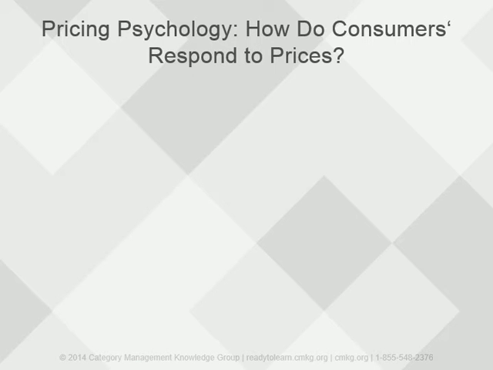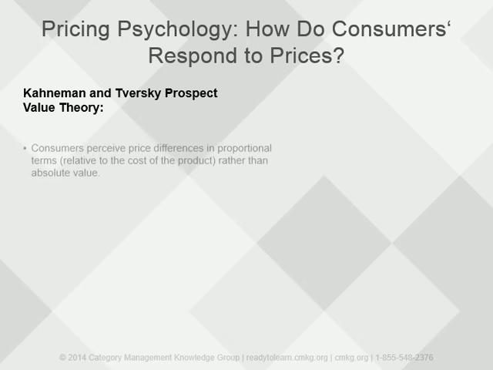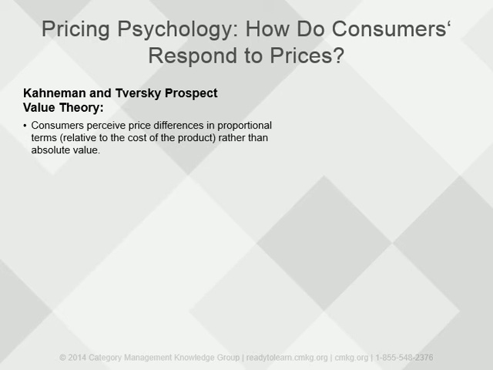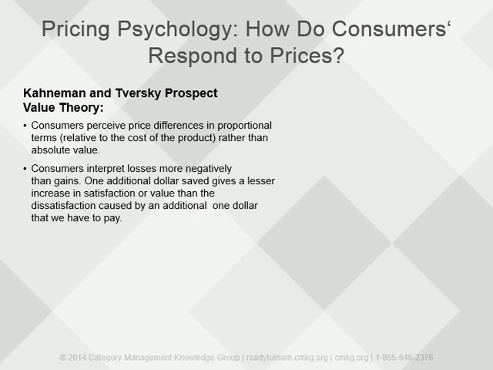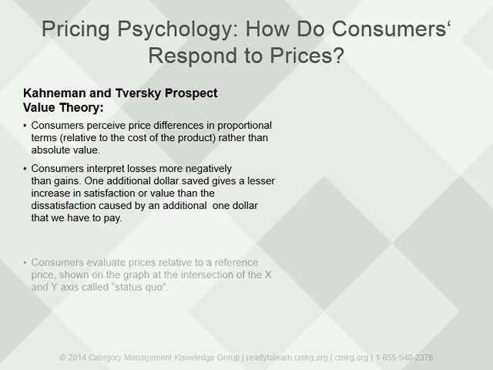Pricing is both an art and a science. Here's a great model introduced by Kahneman and Tversky in 1979 called the prospect value theory. It identifies the following consumer behaviors in relation to pricing that's still very relevant today. In net, consumers perceive price differences in proportional terms rather than absolute value, and they interpret losses more negatively than gains. For example, one additional dollar saved gives less increase in satisfaction or value than the dissatisfaction caused by a $1 that they have to pay.